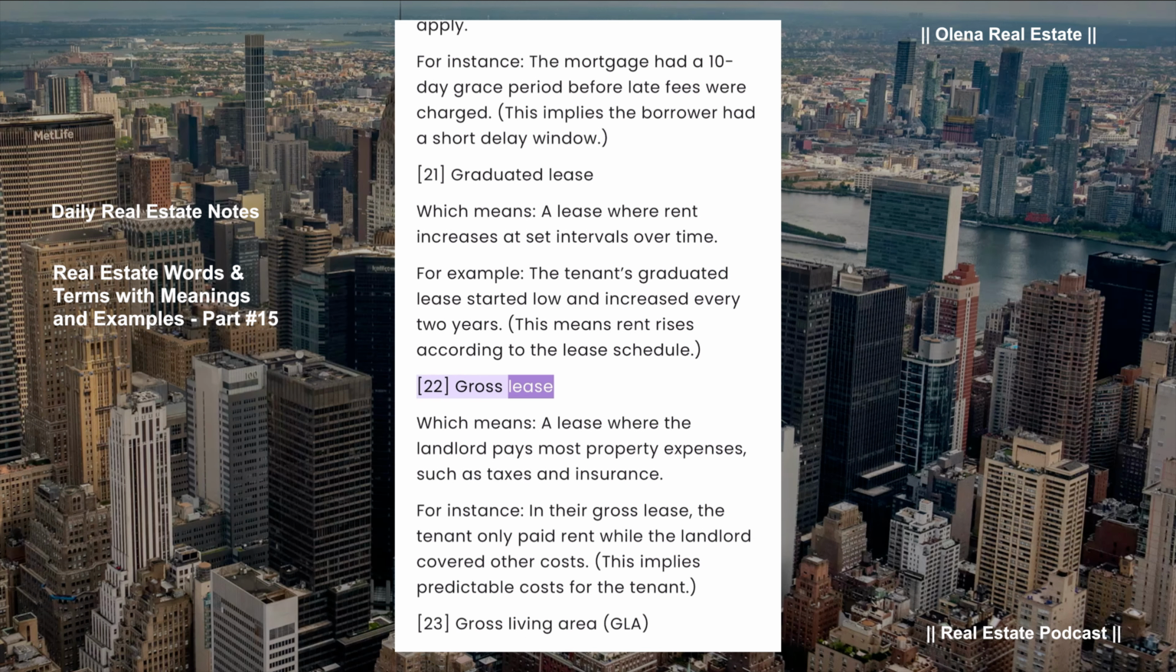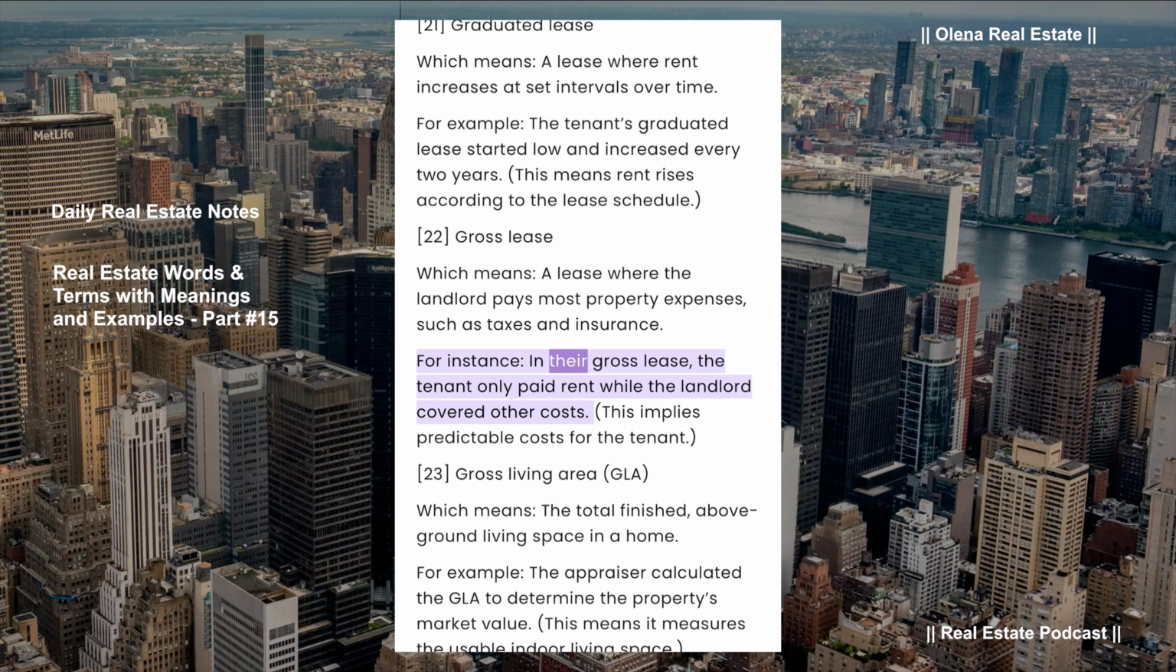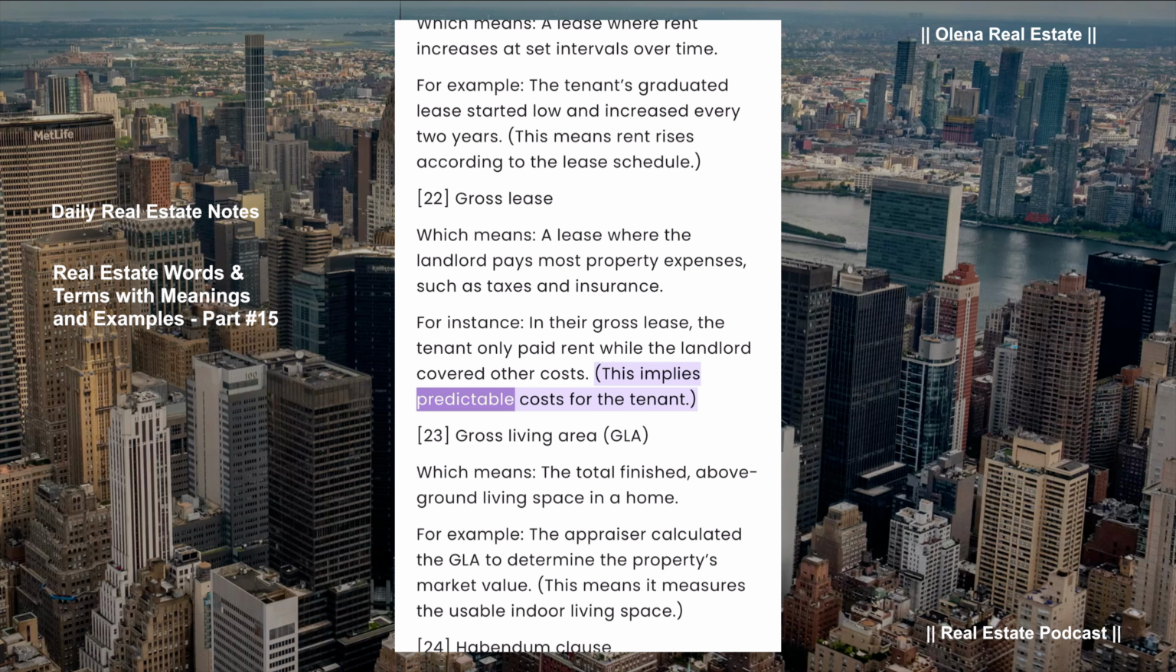Gross lease, which means a lease where the landlord pays most property expenses, such as taxes and insurance. For instance, in their gross lease, the tenant only paid rent while the landlord covered other costs. This implies predictable costs for the tenant.